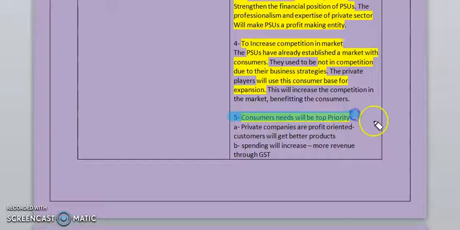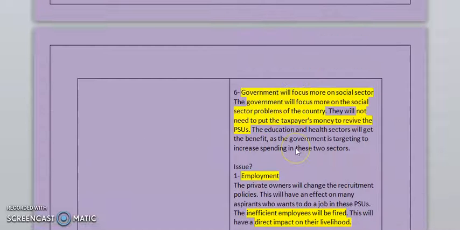Next one is that consumer needs will be the top priority. Private companies are profit oriented, so we all know that. Consumers will get better products, spending will increase, and there will be more revenue through GST, right? So GST to the government.